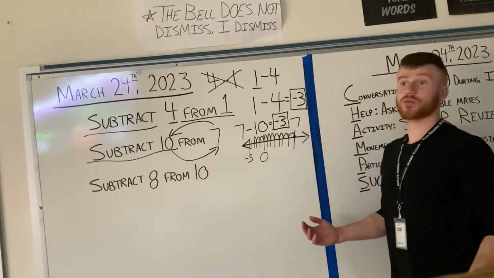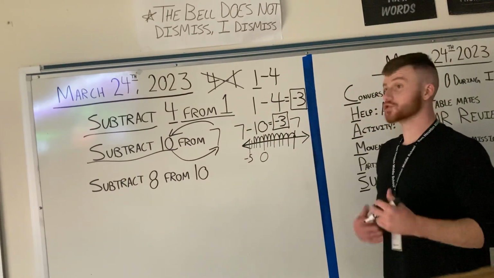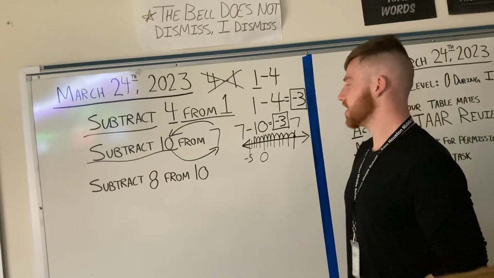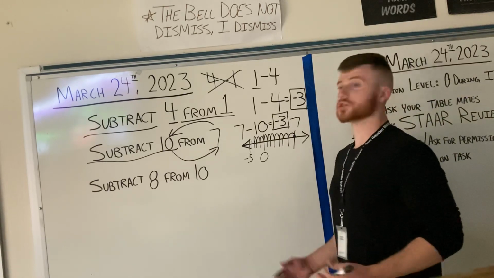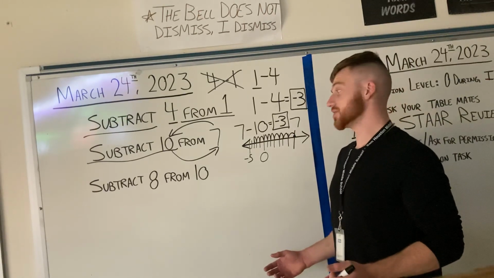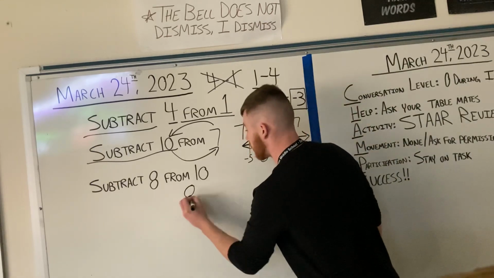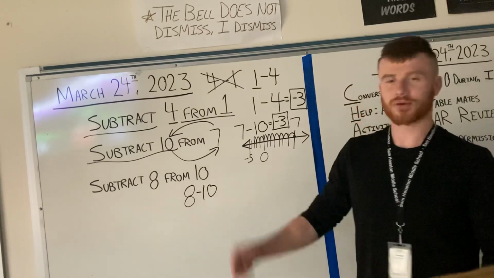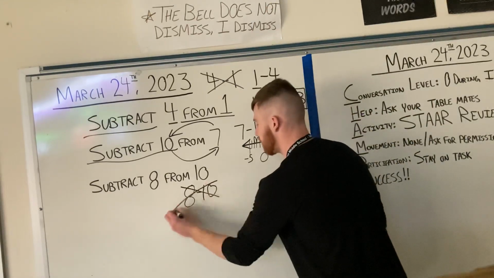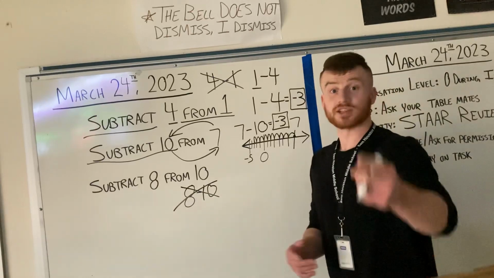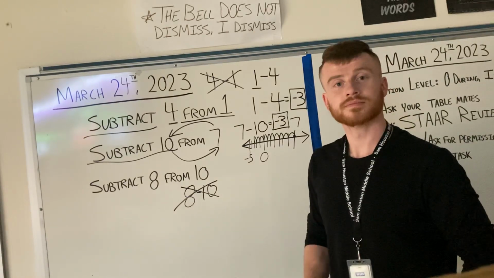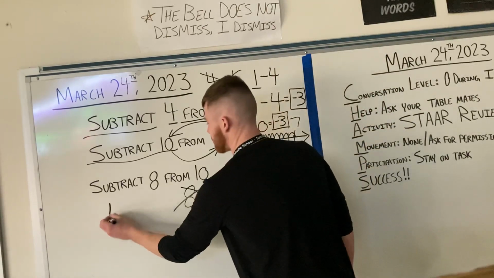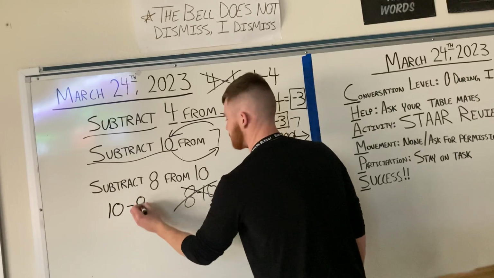And then another way we could do this, if this is still a little bit tricky for you, is to use this example. Subtract 8 from 10. So what are we starting off with? Will we write it out as 8 minus 10? Is this how we're going to write it out? No, we're not going to write it out that way. How are we going to write it out? You guys tell me. Yes! Absolutely. We're going to write it out as 10 minus 8.